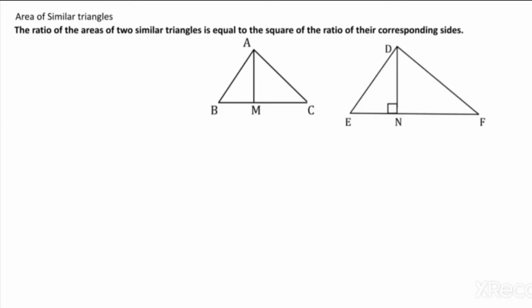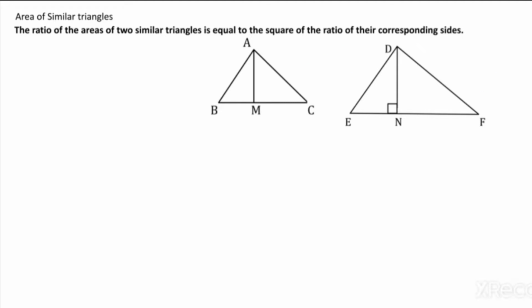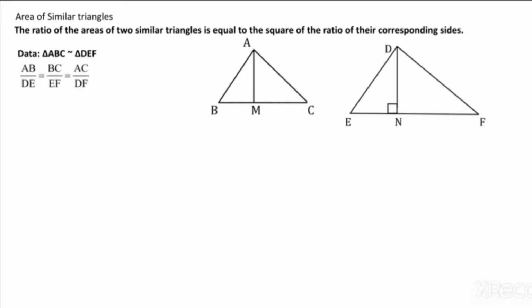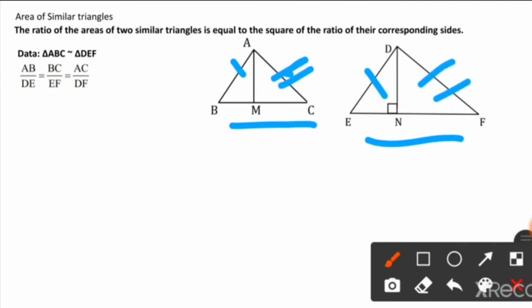Here we have considered two triangles, that is triangle ABC and triangle DEF. The data given is that these two triangles are similar to each other, that is triangle ABC is similar to triangle DEF. So on the basis of data, once the two triangles are similar, we can write that their corresponding sides' ratios are equal. Here AB is corresponding to DE, BC is corresponding to EF, and AC is corresponding to DF. Therefore, AB by DE is equal to BC by EF is equal to AC by DF.